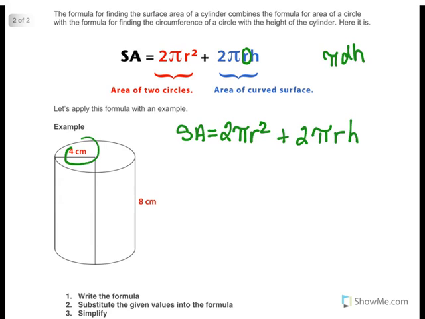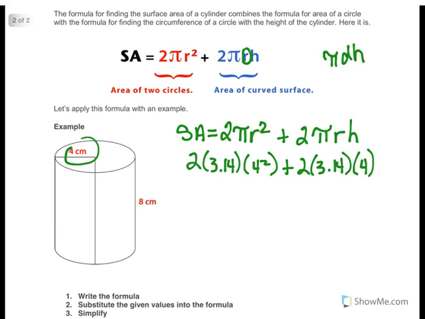So let's replace the variables with numbers, using 3.14 always for pi unless they tell us differently. The radius is 4. And the height is 8. The order of operations state that we must do exponents first. So 4 squared is 16.